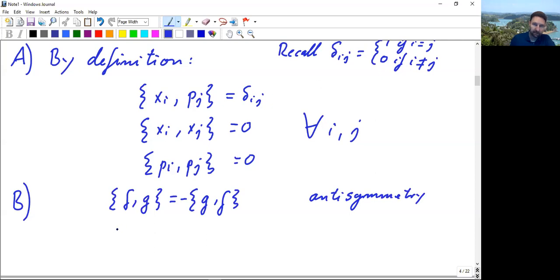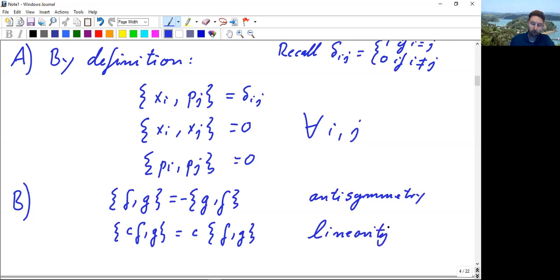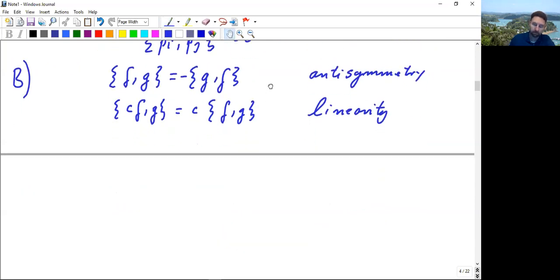Another rule is that if c is an arbitrary number, then cf multiplied with g is equal to c times the Poisson multiplication of f and g. This is linearity. This also holds true if the number is multiplied on the g. Obviously, we can prove that by using the first equation, just swapping the two and picking up a minus sign. There are more rules.